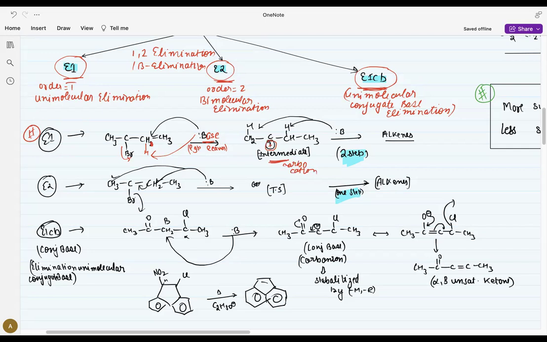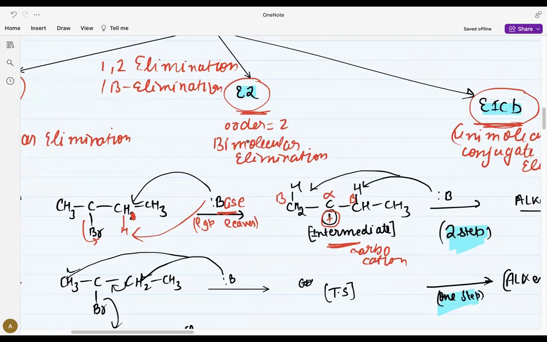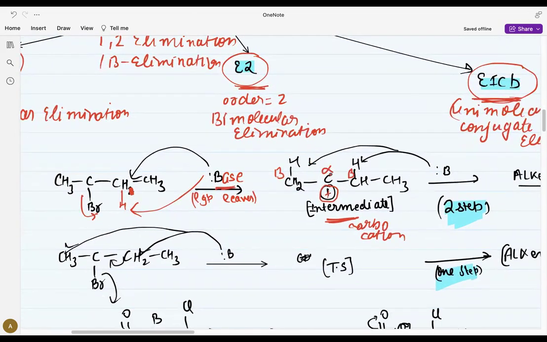Once this carbocation is made, now base can take the beta hydrogen, है ना? This is alpha carbon, on which bromine was attached. These two are beta carbons, the adjacent carbons.